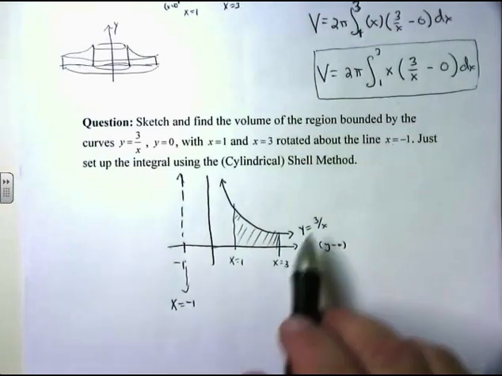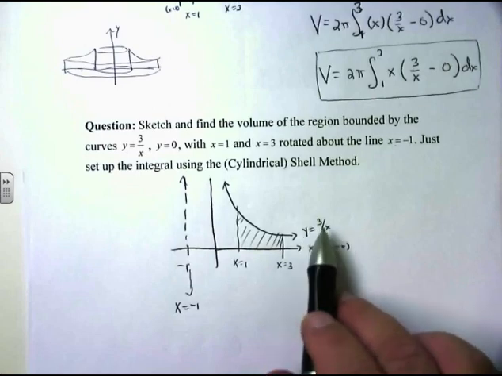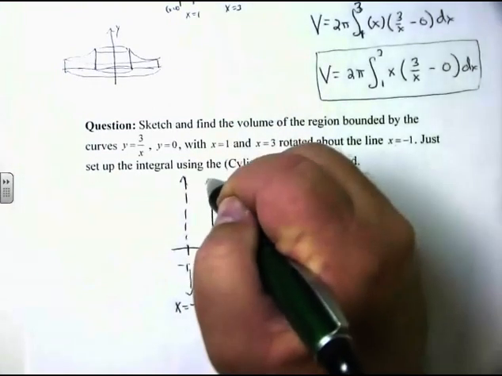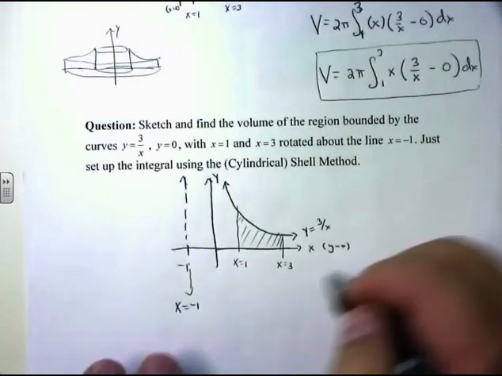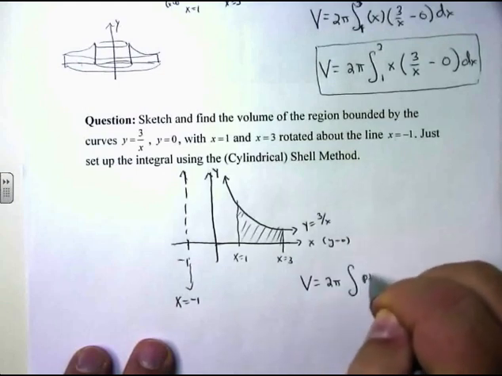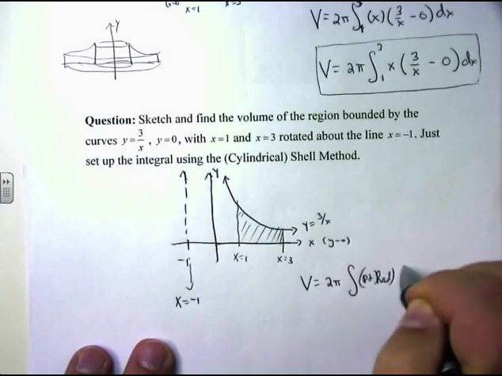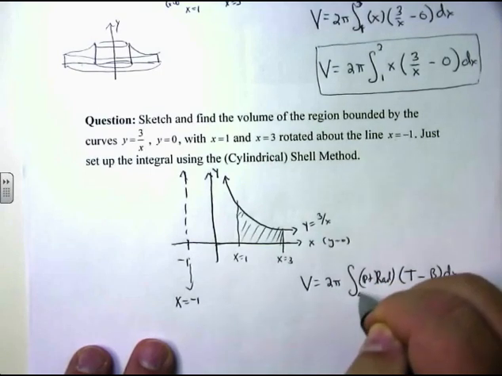But again, the function's in terms of x, and I really don't want to change that up, and I'm rotating around something parallel to the y-axis. So that's the opposite axis to the variable mindset, the shell method. So volume is equal to 2 pi times the integral of what I call the point radius times top f of x minus bottom g of x dx from a to b.